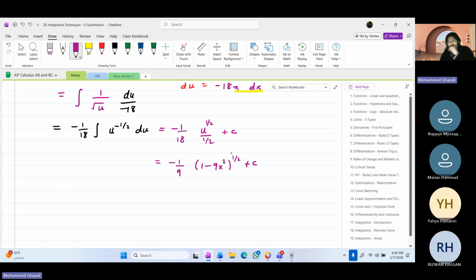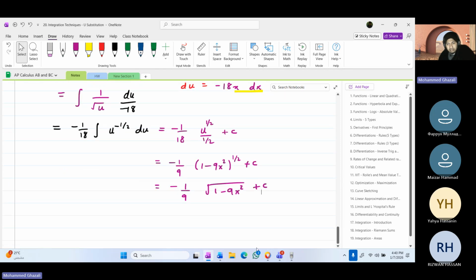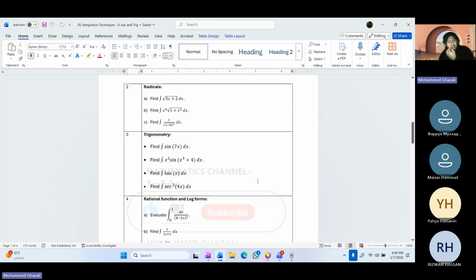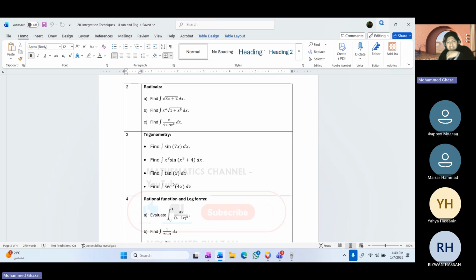To the power half, you can put this in radical form. You already know that inside over outside, right? So that's square root of 1 minus 9x squared plus c. Okay, just written in a neater form. Okay, that's basic stuff. Great. So we have completed everything from the radical form. Let's look at trigonometric form. I'm trying to do enough examples so you understand everything.